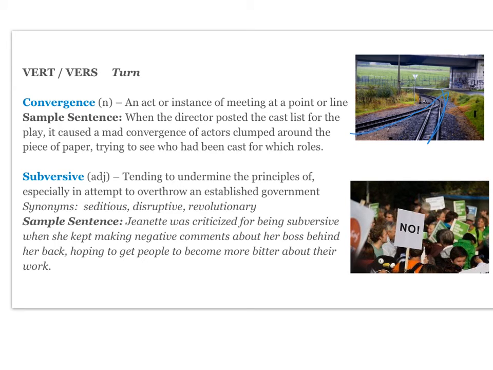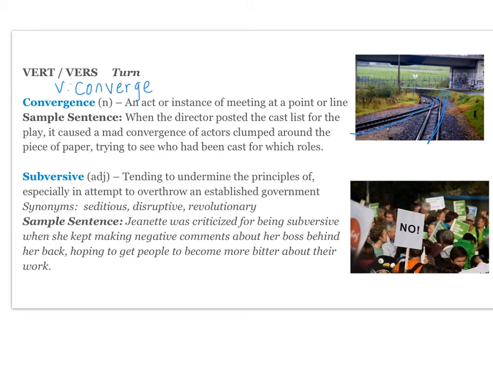The verb form is converge, if you want that, right? So you could either say there is a convergence of tracks there, or the tracks converge right there. They come together. It could also be a little bit less literal, like you could have a convergence of different ideas that came together to form one plan, for example.